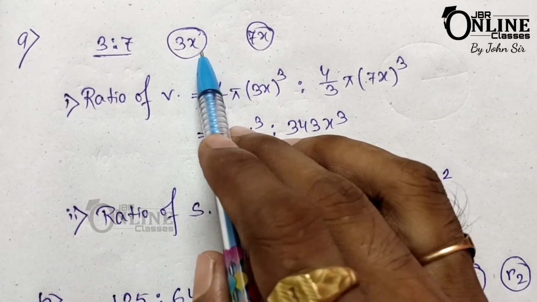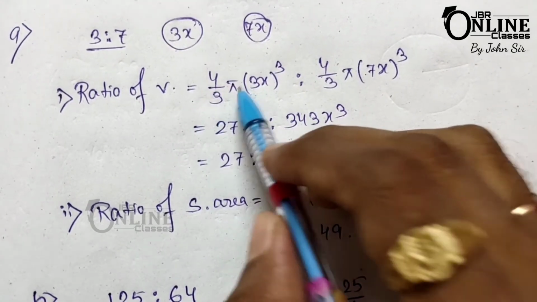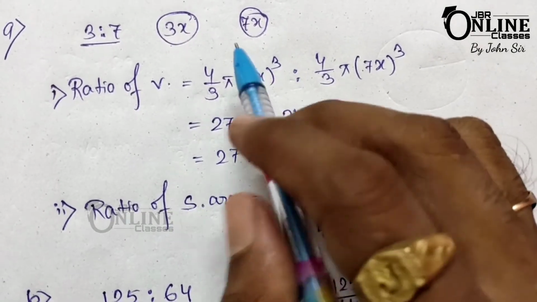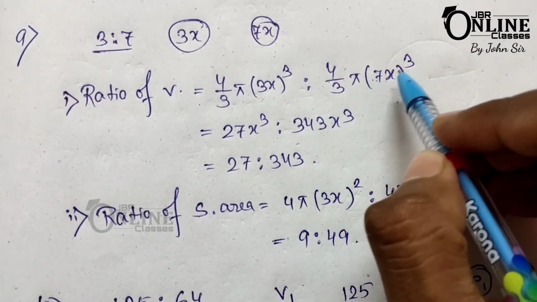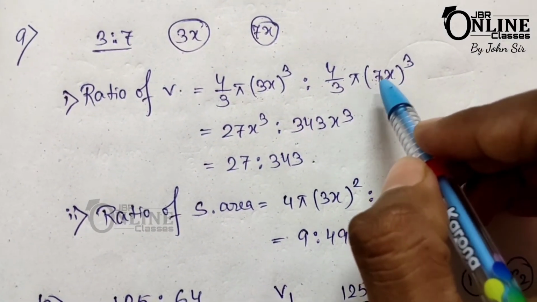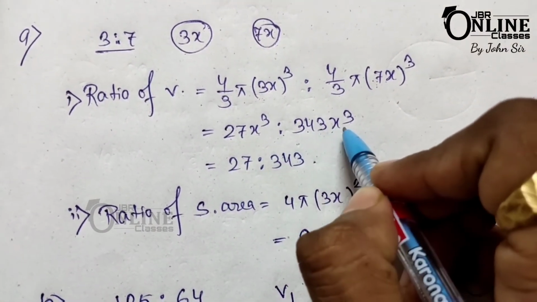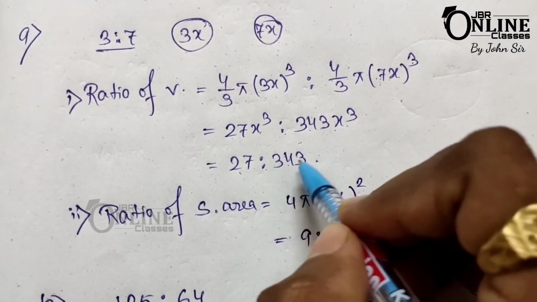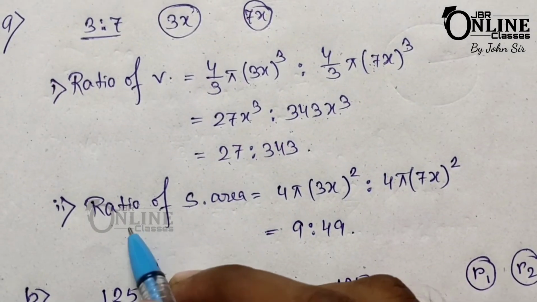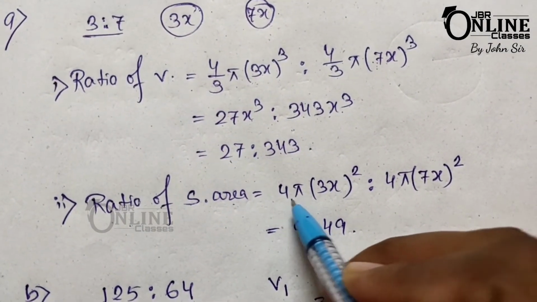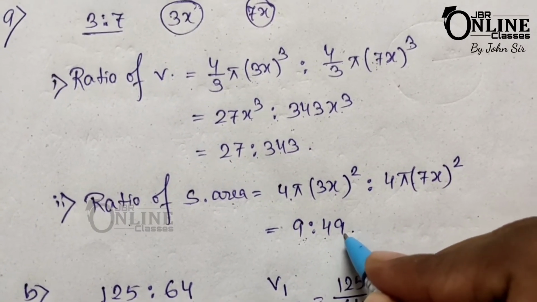So as 3x is the radius, 4 by 3 pi (3x) whole cube is the volume of the first sphere, and the next one, 4 by 3 pi (7x) whole cube, is the volume of the second sphere. So here 27x cube is to 343x cube, and that equals 27 is to 343, the ratio of their volumes. Now next you have to find the ratio of their surface area. Here you can apply the formula of surface area and then find out. Here the answer will be 9:49.